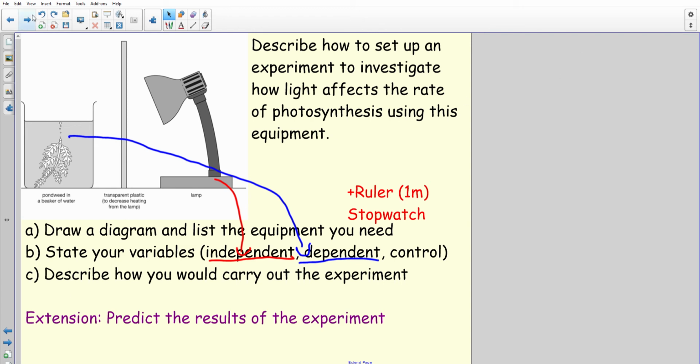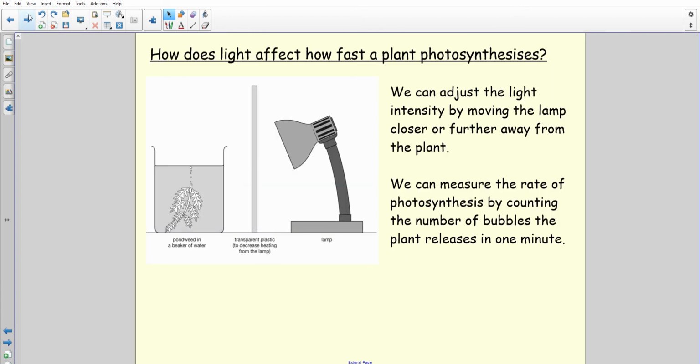Now, predicting the results of your experiment. Something like this for your method, by the way. You can adjust the light intensity by moving the light further and closer away from the plant. Make sure you're saying we can measure the rate of photosynthesis by counting the number of bubbles the plant releases in 1 minute. And then you say something about moving the lamp further away and repeating again.